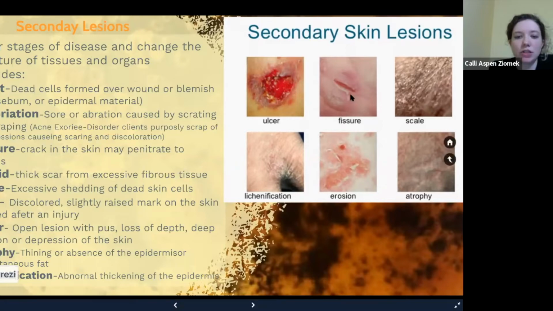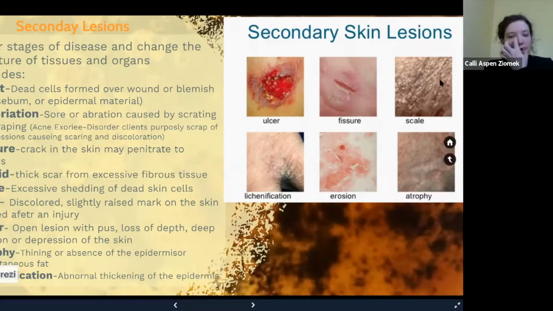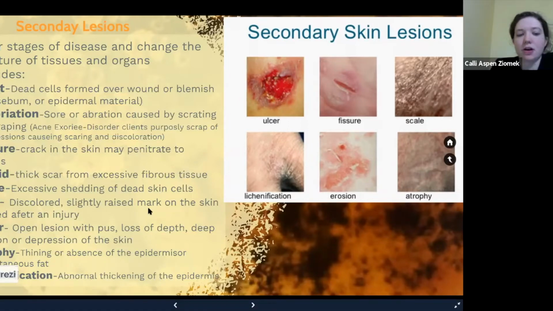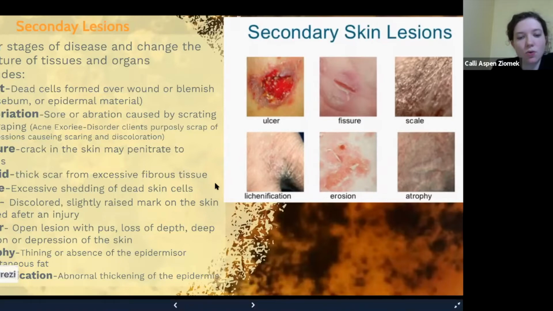That's this second picture on the top. Keloids, which are a thick scar from excessive fibrous tissue. A scale is an excessive shedding of dead skin cells. That's the top third picture. Then you have a scar, which is a discolored, slightly raised mark on the skin formed after an injury. So you can actually have a keloid one, which just naturally occurs from an excessive amount of that tissue, or you can have one caused by an injury.